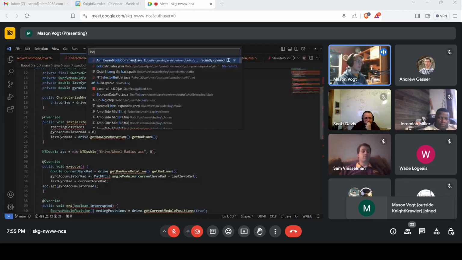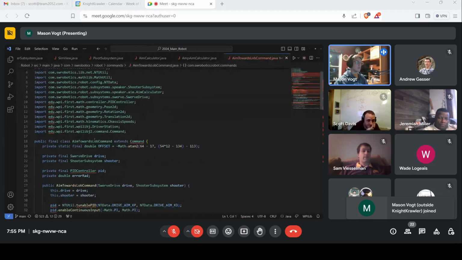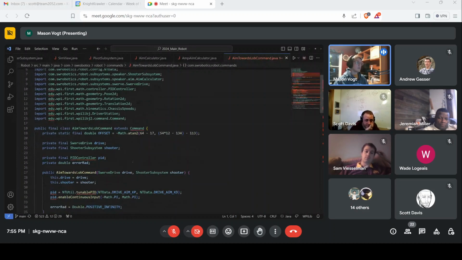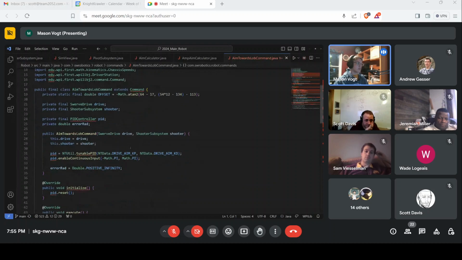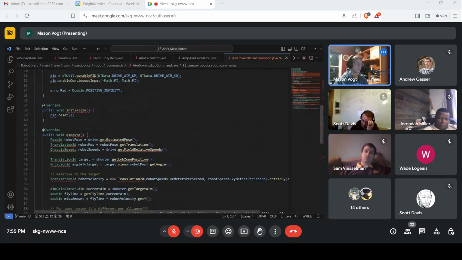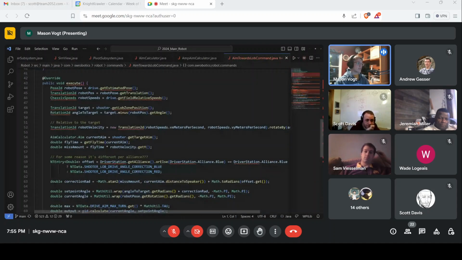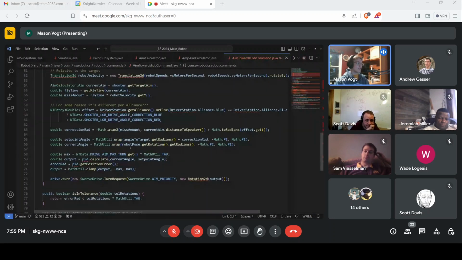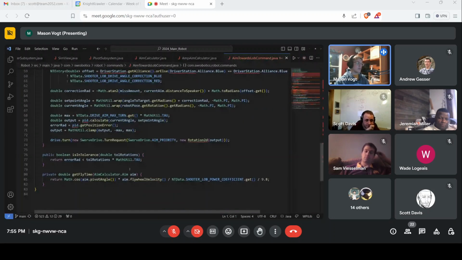So it's pretty much the same command as earlier with the aim towards the speaker. However, we do actually calculate the amount of time it's going to be in the air. This is more complicated since last time I saw it, but we do calculate how far it's going to be in the air using some physics calculations. You kind of have to work out the physics yourself, but it does help a lot.